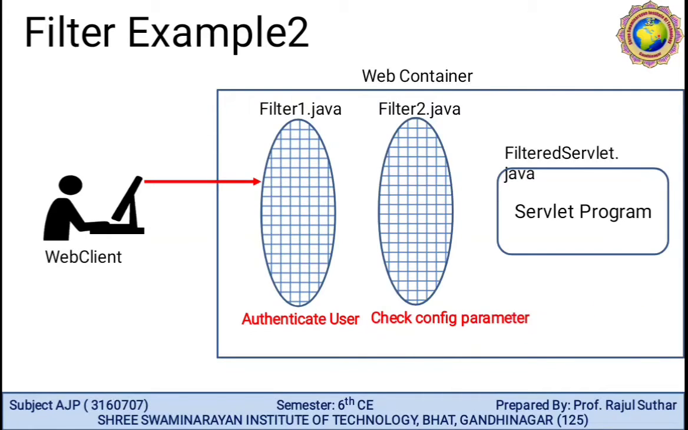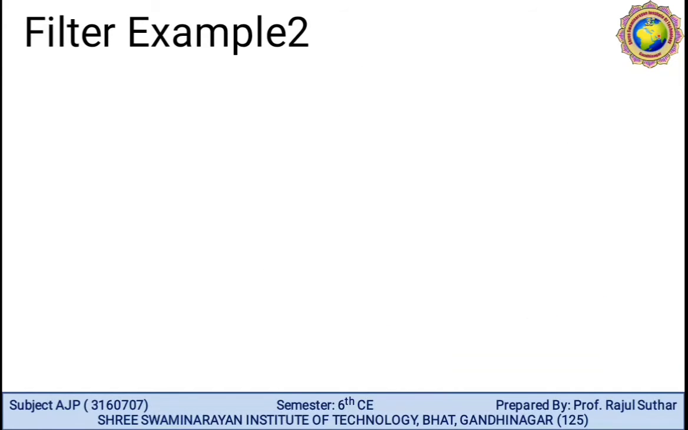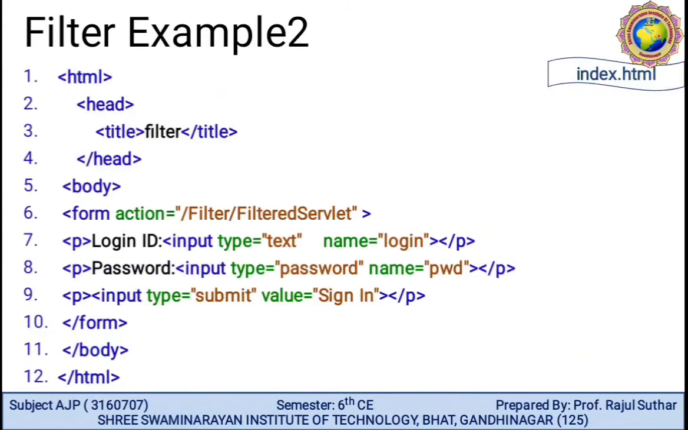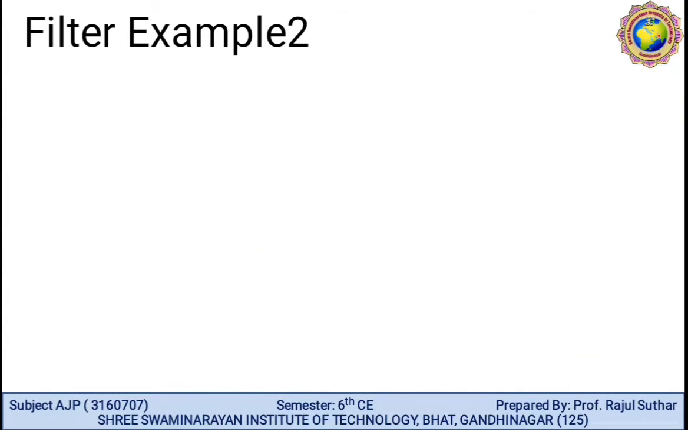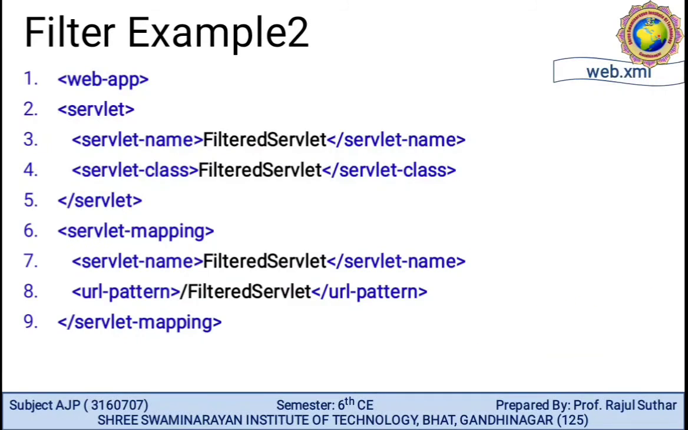This is a second example, where we work with two filters. So check the configuration of each and every parameter. If the user is authenticated, or the client is authenticated, then the request will be handled. In the same way, this is the index.html file for the filter. Try this example.